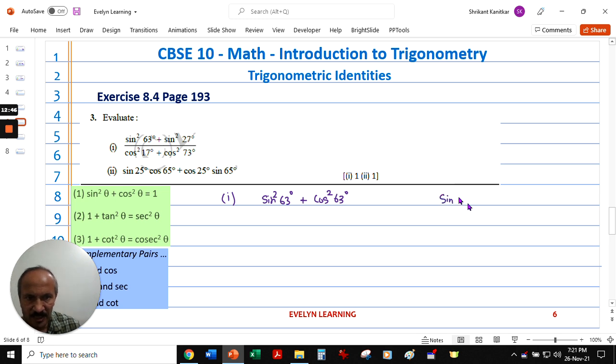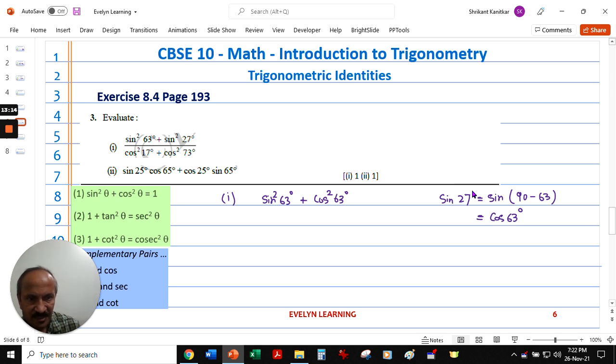Now here I have a frame showing the complementary trigonometric ratios, or the pairs. You know that sine and cos form a complementary pair, and then cosecant and secant form a complementary pair, and tan and cot also form a complementary pair.